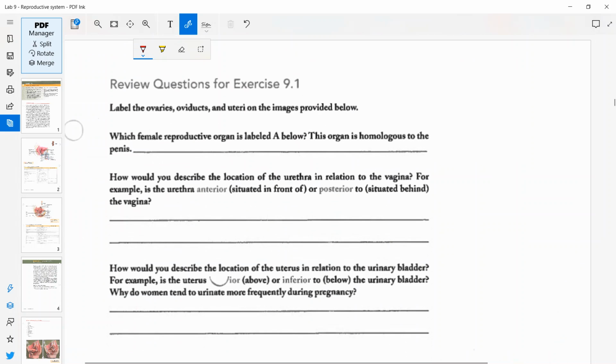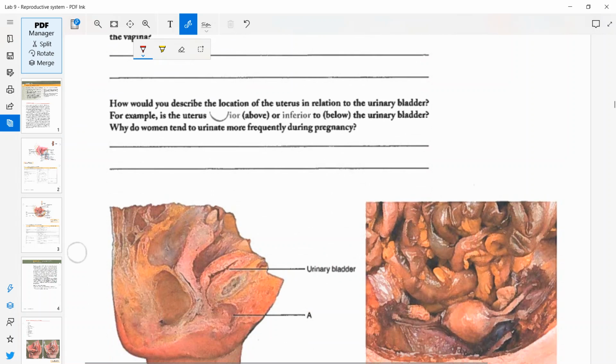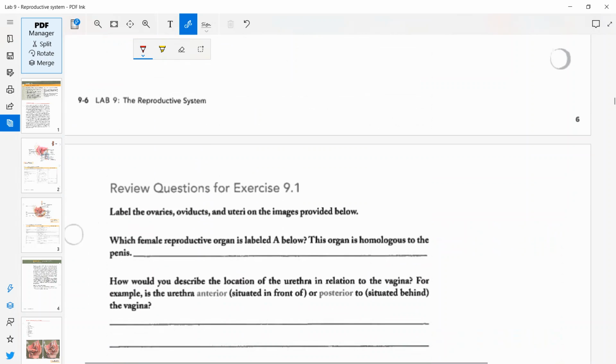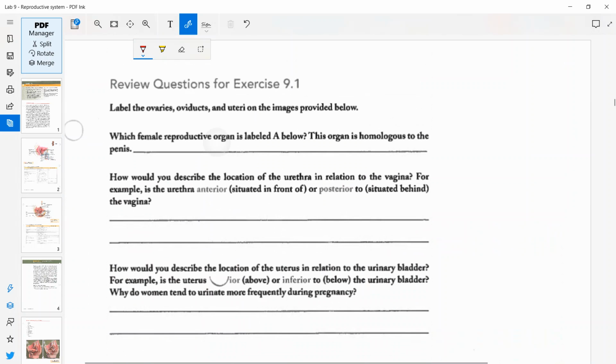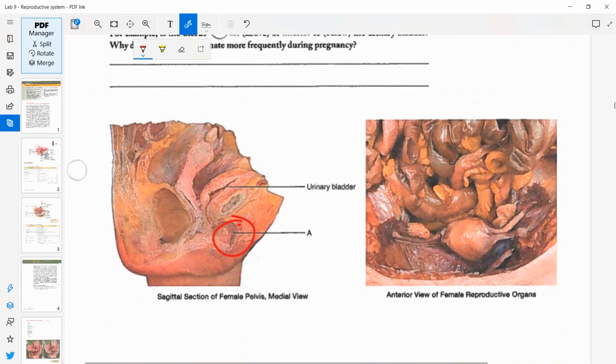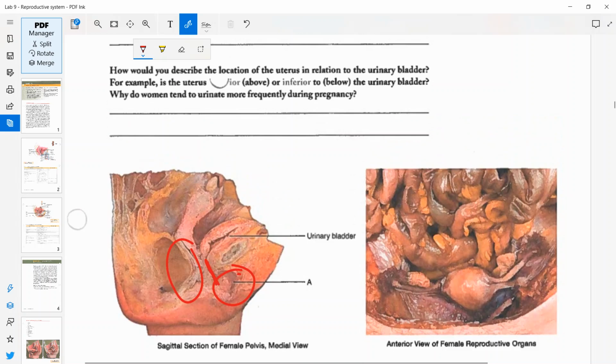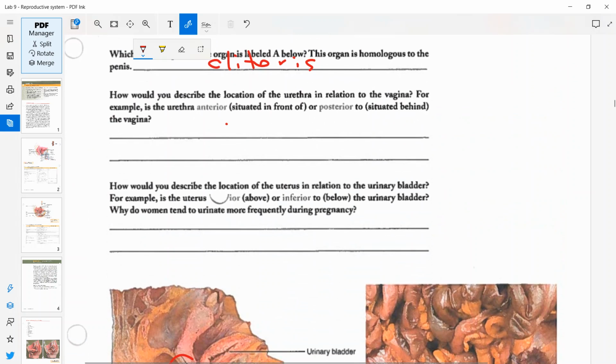So let's talk about some of the review questions. Which female reproductive organ is labeled A since it's homologous to penis? This is going to be clitoris. Location of the urethra in relation to the vagina. So urethra, anterior or posterior to vagina? Considering the fact that vagina is right here and urethra is here, urethra is anterior.